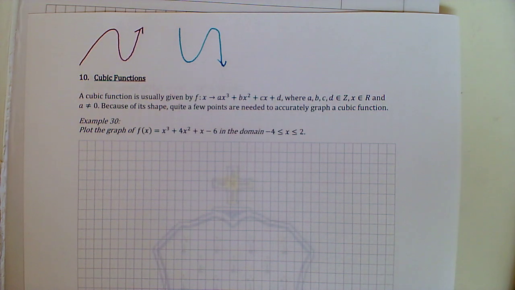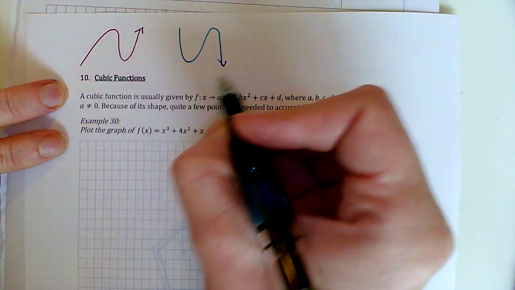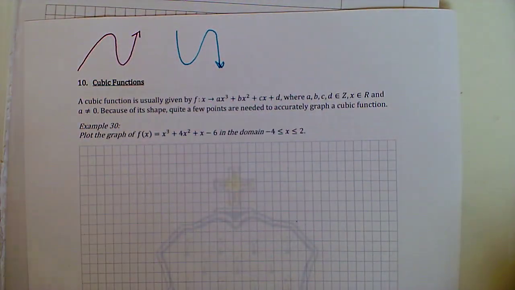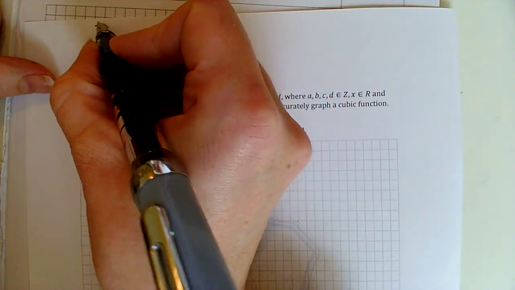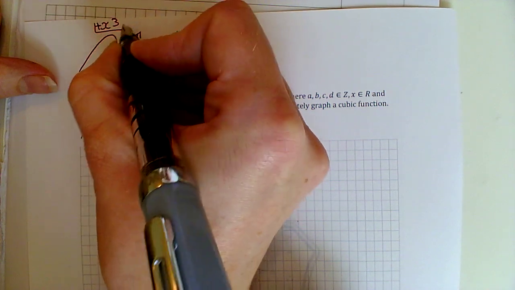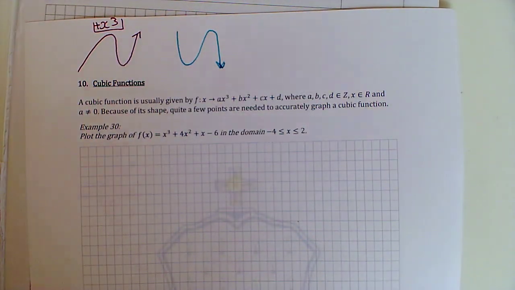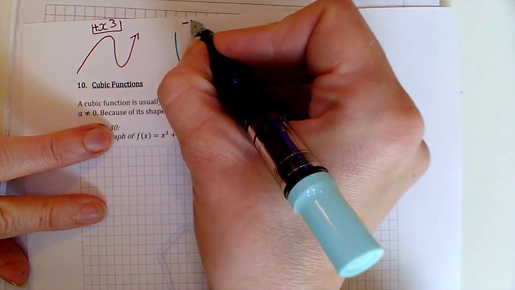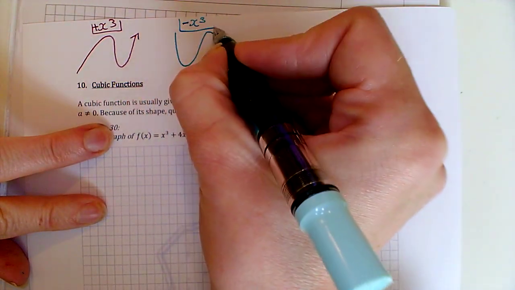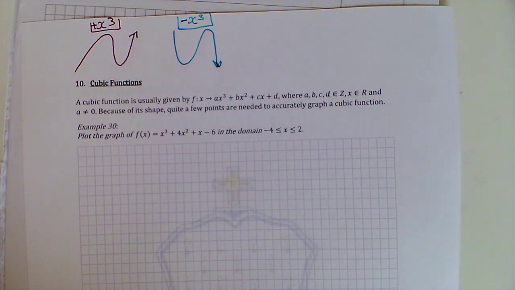And how do you know which general shape it will have? Well, when the leading coefficient is positive, so if you have a plus x cubed, it will finish pointing upwards. And if you have a minus x cubed, the leading coefficient is negative, it'll finish pointing down. So it finishes pointing up when it's positive at the start, and it finishes pointing down when it's negative at the start.